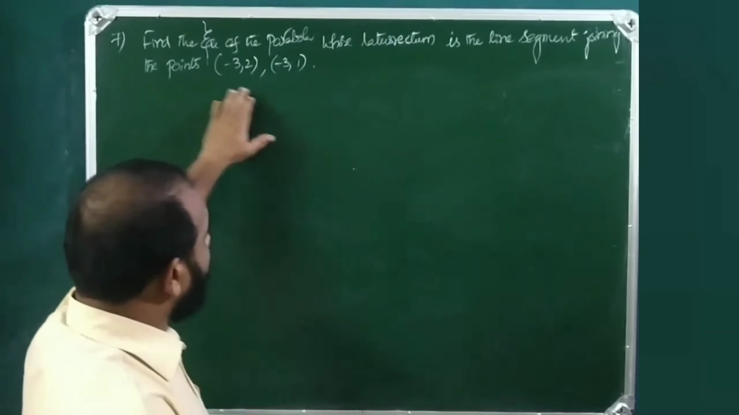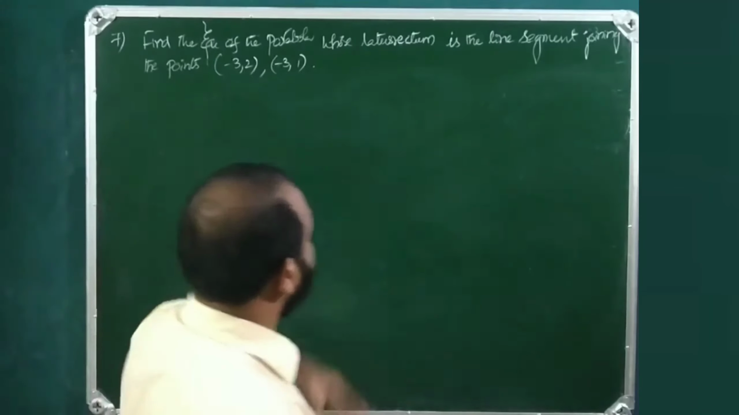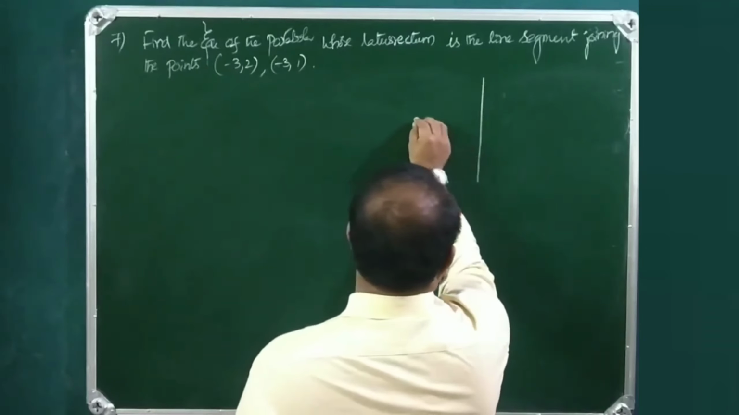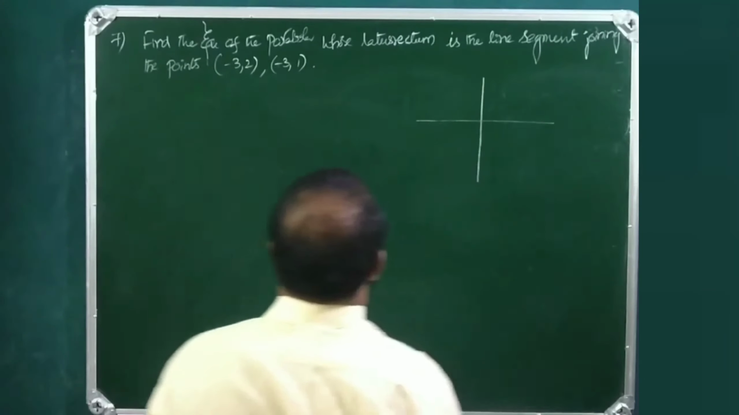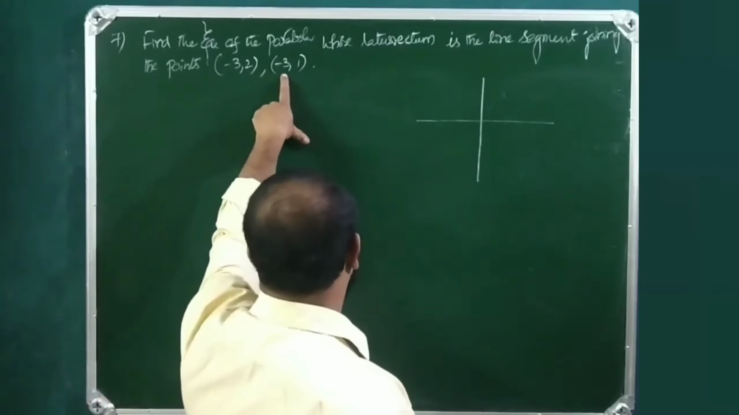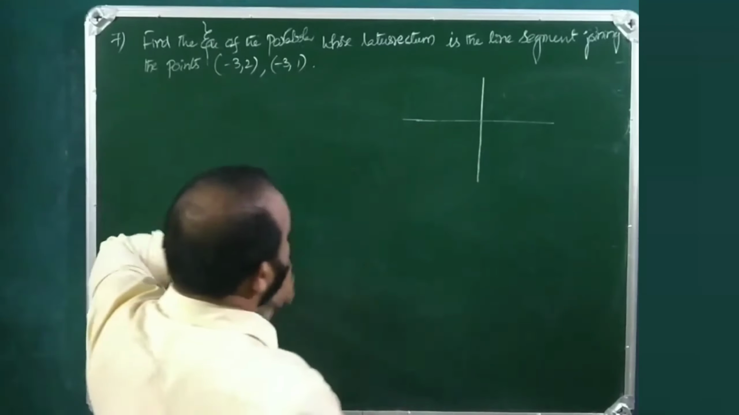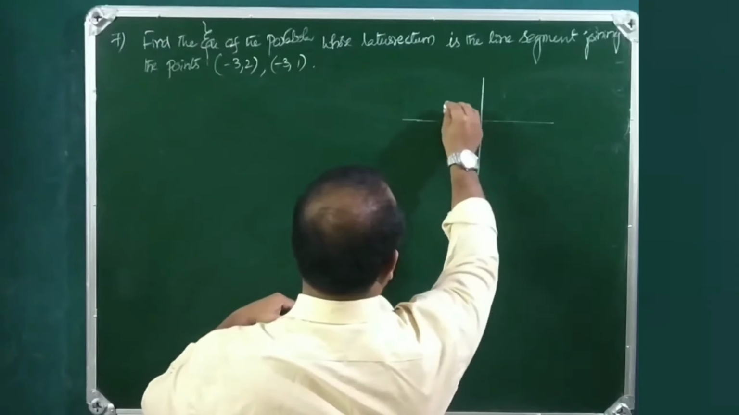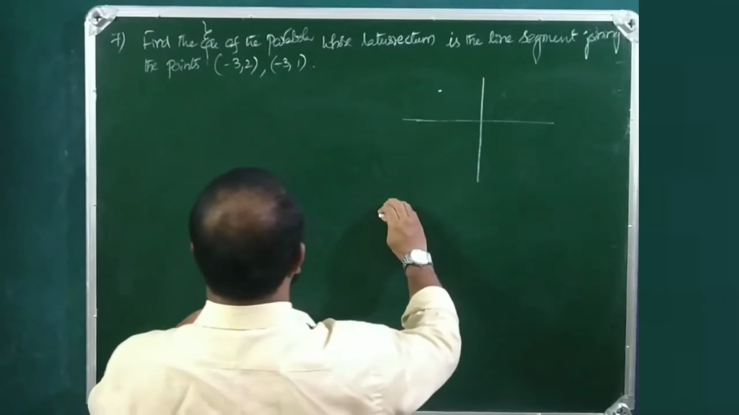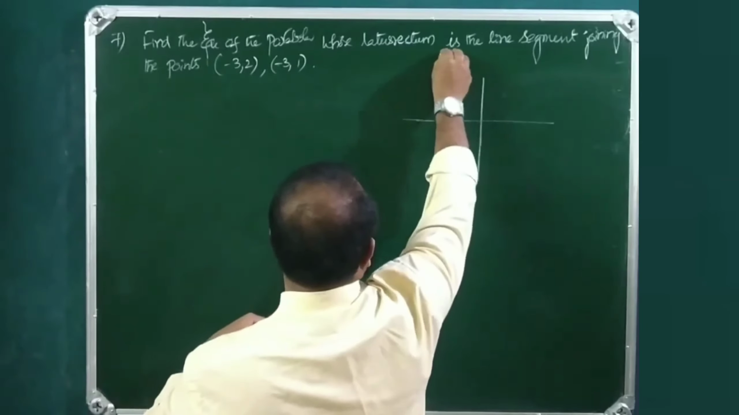Find the equation of the parabola whose latus rectum is the line segment joining the points. So let us suppose that this is the parabola. So minus 3 comma 2 and minus 3 comma 1. Here minus 3 comma 2 is this, and minus 3 comma 1 is this.